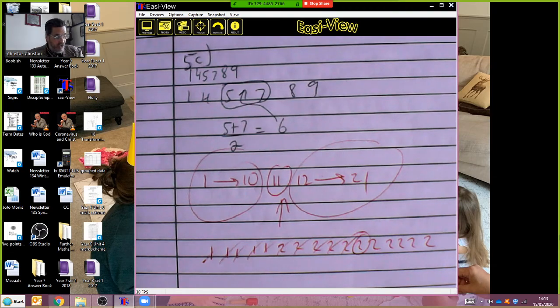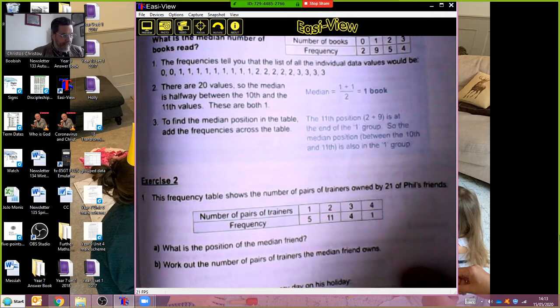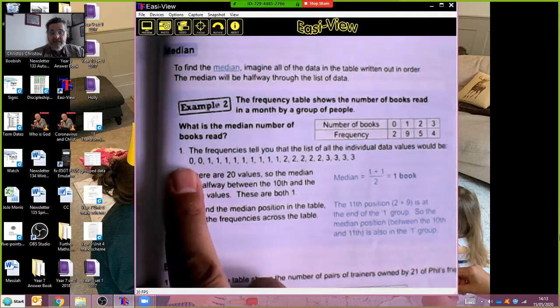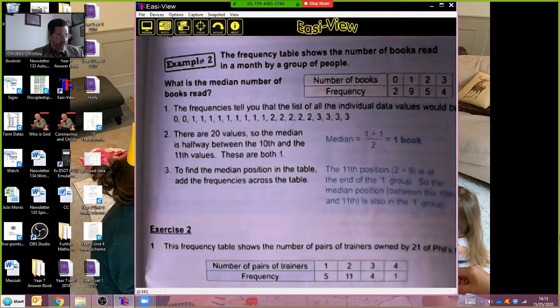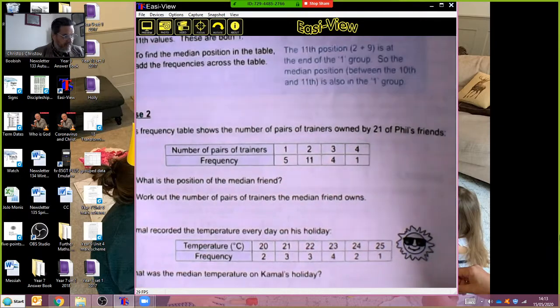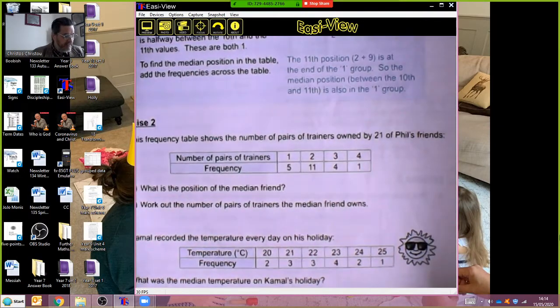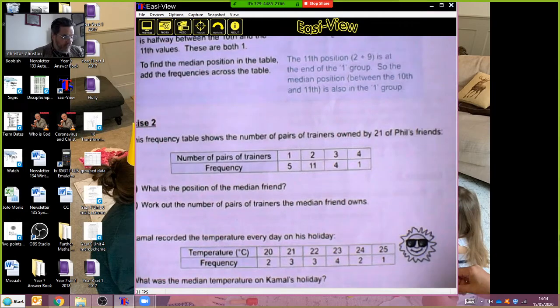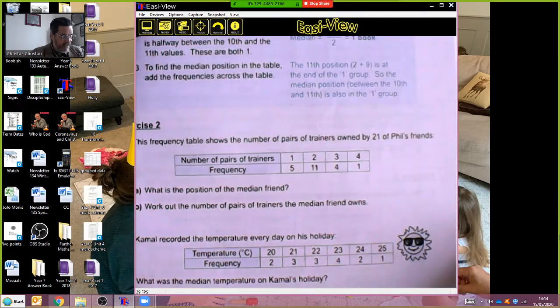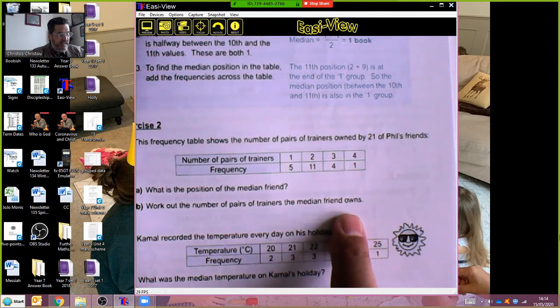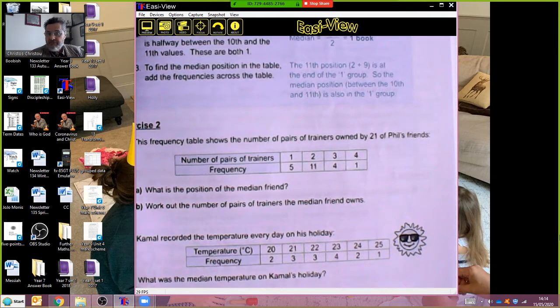Is that okay? You can write it out the long way like that and you won't get it wrong, or you can think really carefully. I don't mind how you do it, but this can be tricky. So that's how they've taught it, even for year 8. They wrote it all out in order, then you just pick the middle one. Okay, so Phil's friends, 11 of them have got 2 pairs of trainers, but the middle position is actually the 11th person. Work out the number of pairs of trainers this median kid has got. 2, just read it off the table.